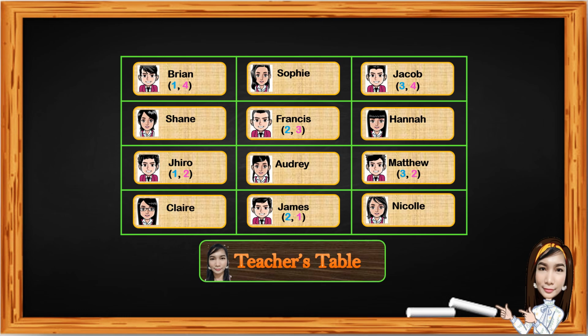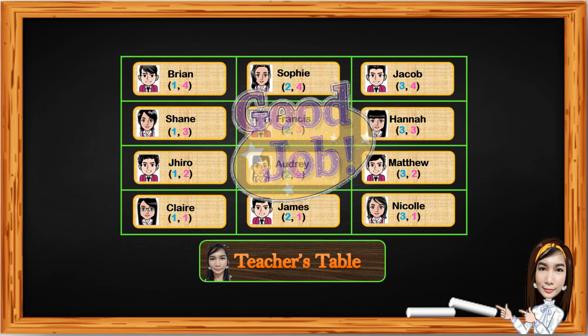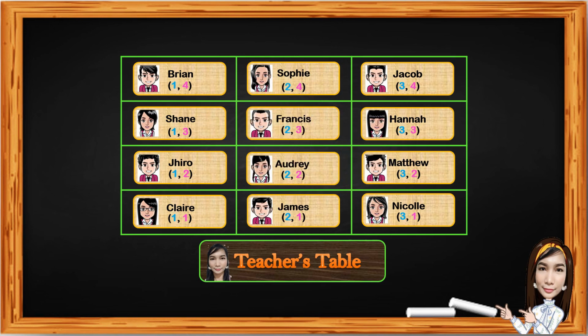Let's start with Claire. We have 1, 1. That's correct. Next is Sophie. We have 2, 4. That's correct. What about Nicole? We have 3, 1. Next is Shane. We have 1, 3. That's correct. Next is Hannah. We have 3, 3. And for the last, we have Audrey. 2, 2. That's correct. Good job!